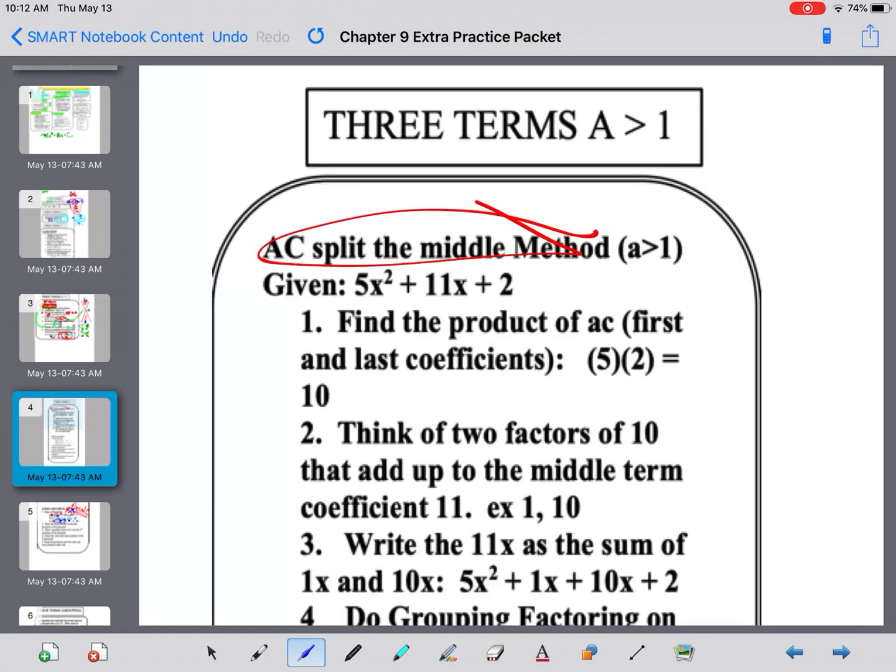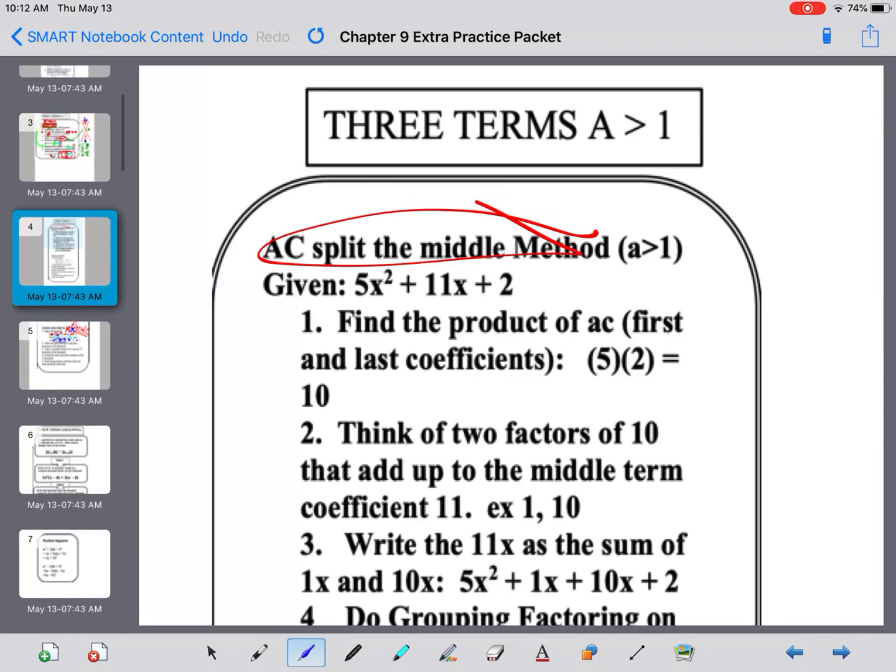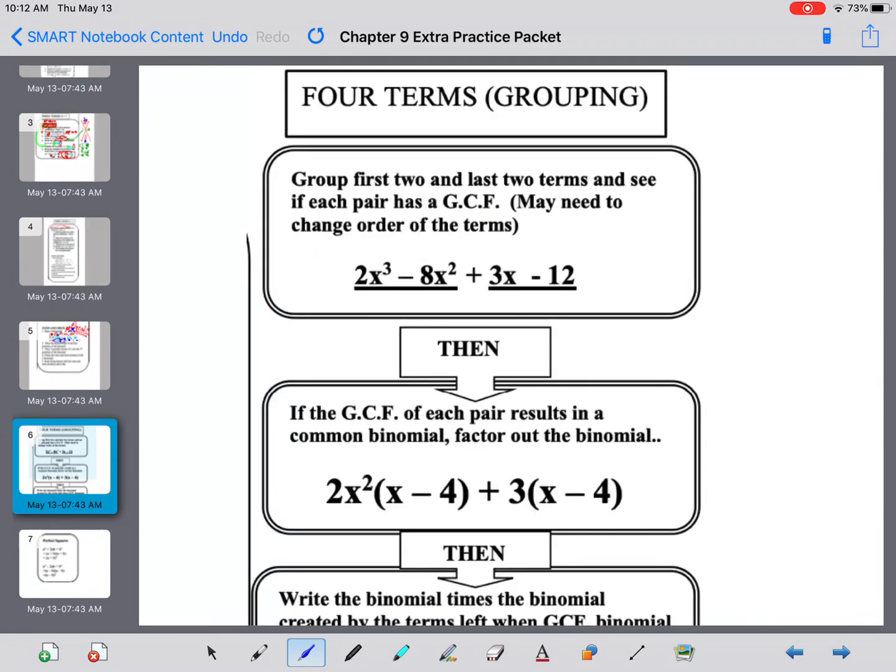All right, so guessing and checking. Those of you doing pre-calc, I'd love to work more with you on that. Split the middlers. Before we can do split the middlers, we need to understand what factor by grouping is, because split the middlers do this all the time. Because while you start with 3 terms, you eventually get 4 terms.